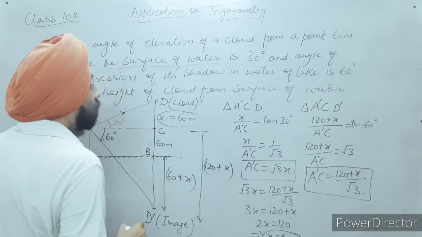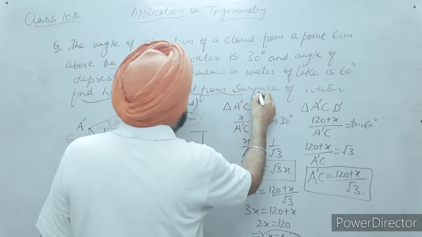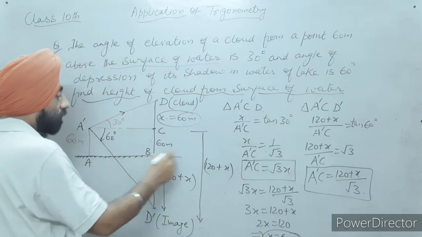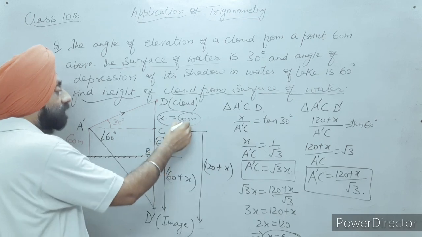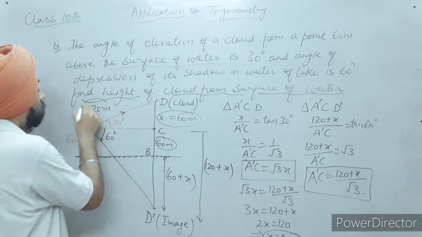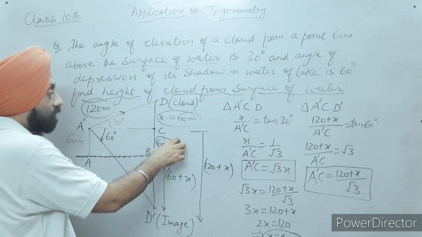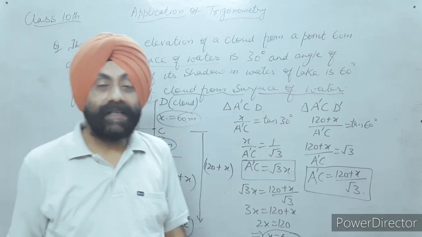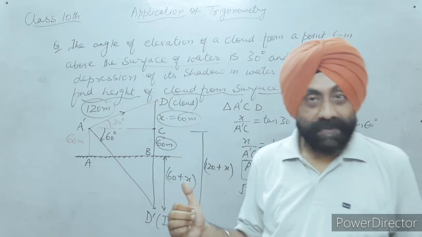So we were required to find the height of the cloud from the surface of the water. This was the surface of the water. The total height of the cloud is 60 plus 60, that is 120 meters is the answer. 60 meters plus 60 meters. Answer is 120 meters. Hope you have understood this concept, right?